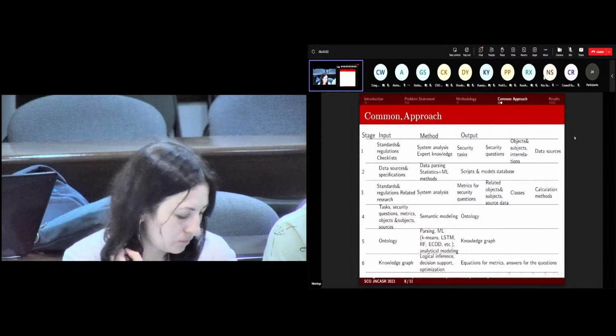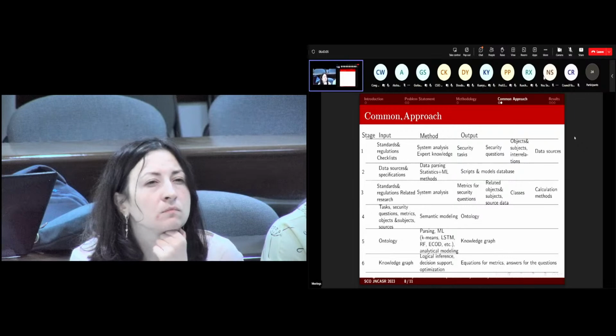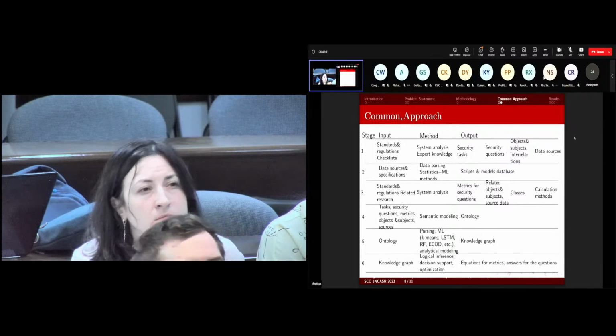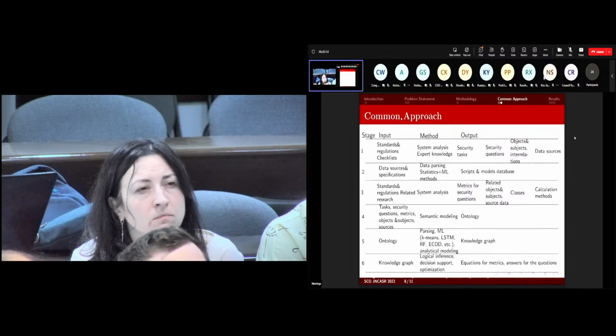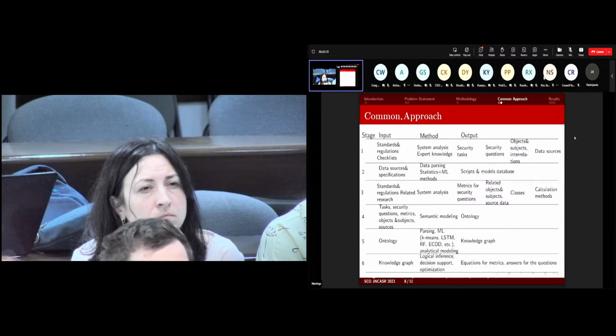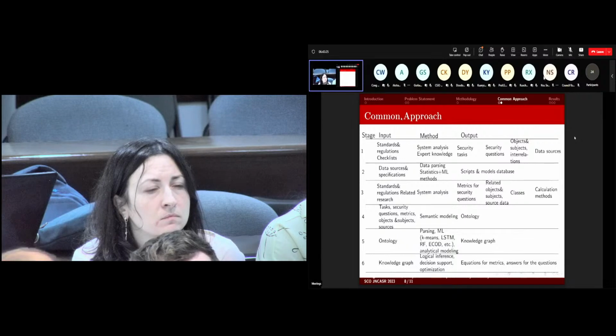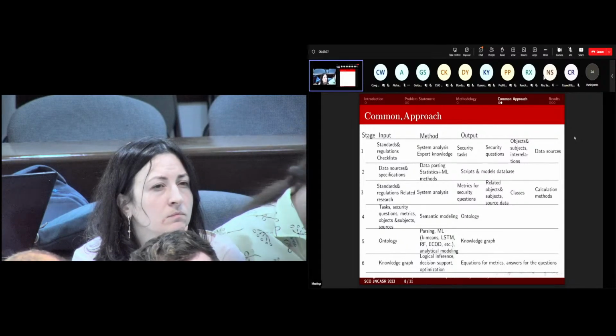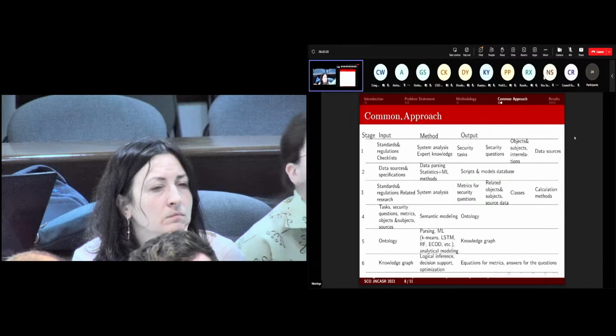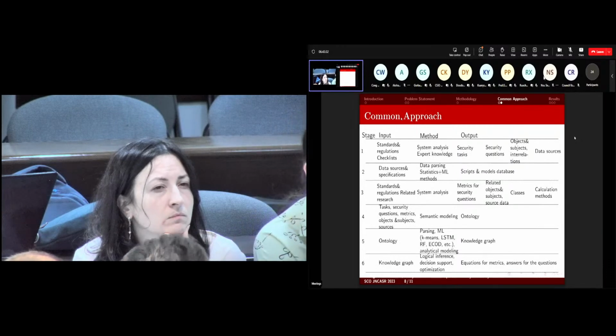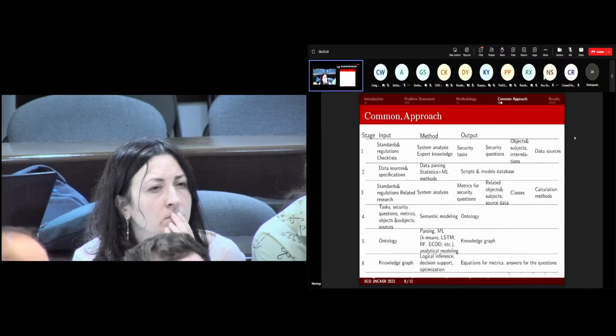On the second stage, the list of data sources and data specifications are analyzed, and data parsing and machine learning based methods are developed to generate scripts for data processing, as well as models for future data analysis. On the third stage, the standards and regulations are used to outline the security metrics to answer the security-related questions, related objects and subjects, data sources, and possible calculation methods. On the fourth stage, the specified tasks, related security questions, objects and subjects, data sources, and metrics are used to generate the ontology.